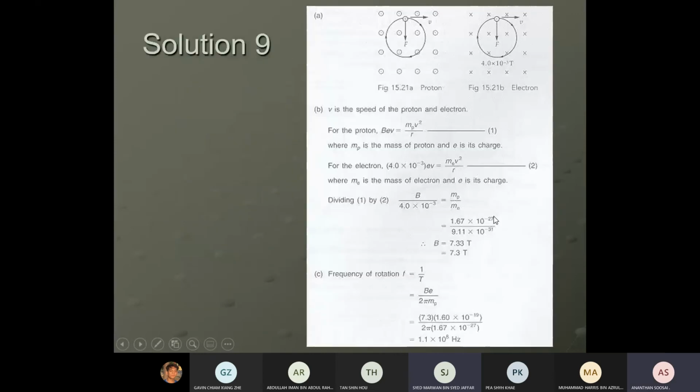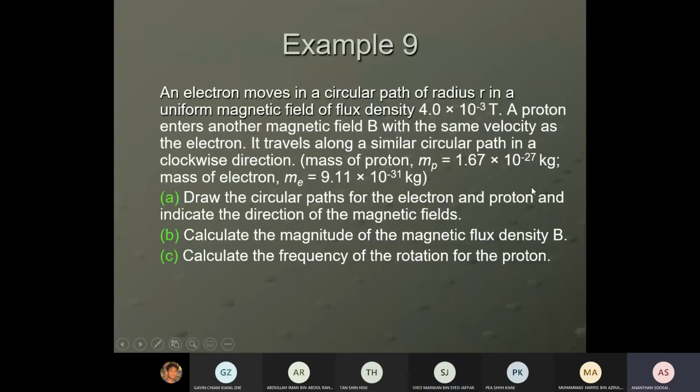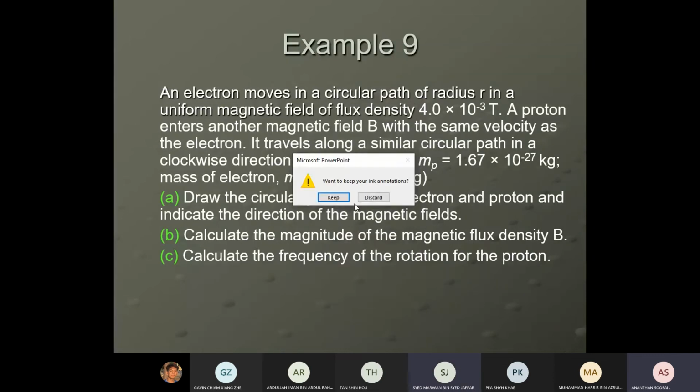Okay, this is another question, but same way. I don't want to do this. You can figure it out. Okay, I want to ask another question. One question is here.